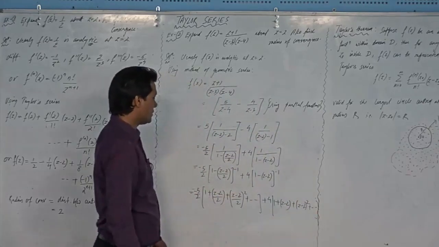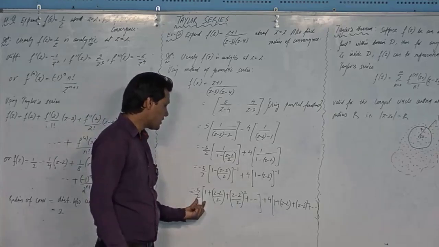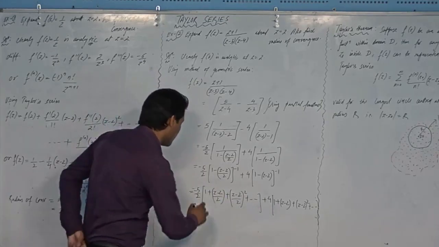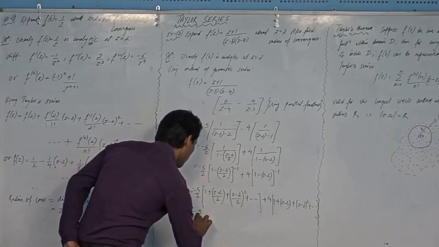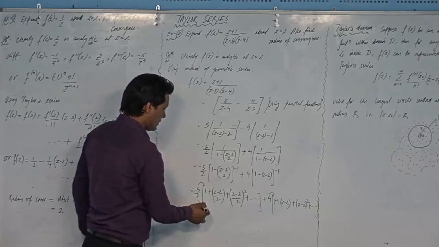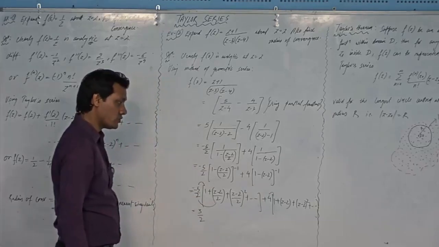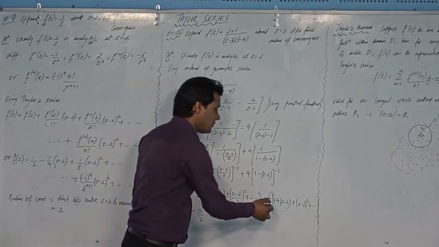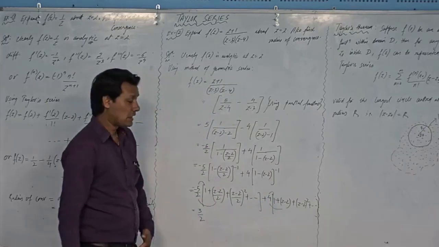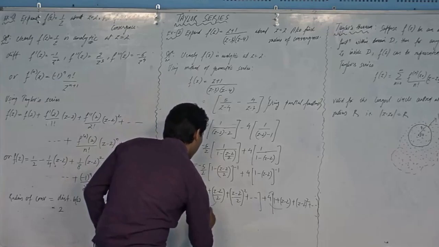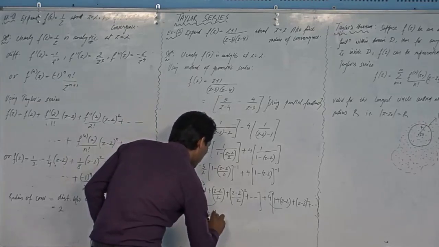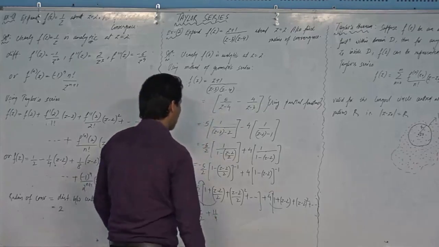And then you can pick the like terms. Minus 5 by 2 and plus 4 can be written as 3 by 2, right? This one and this one. Then this will become minus 5 by 4 and this will be 4. So minus 5 by 4 plus 4, that will be 16 minus 5, 11 by 4, plus 11 by 4, right? Okay.